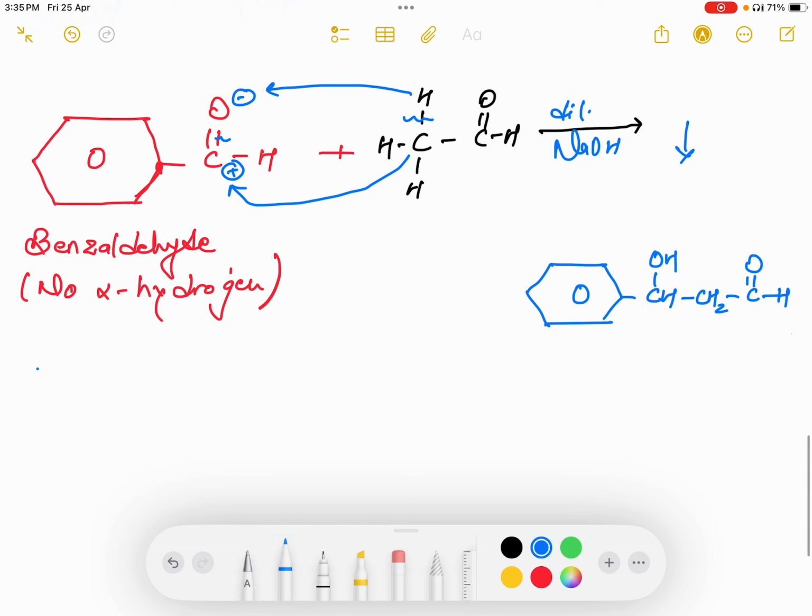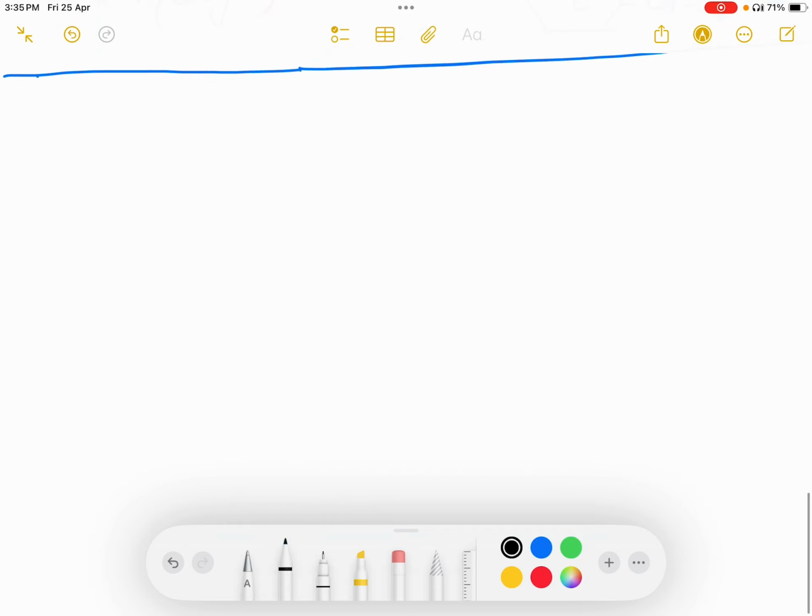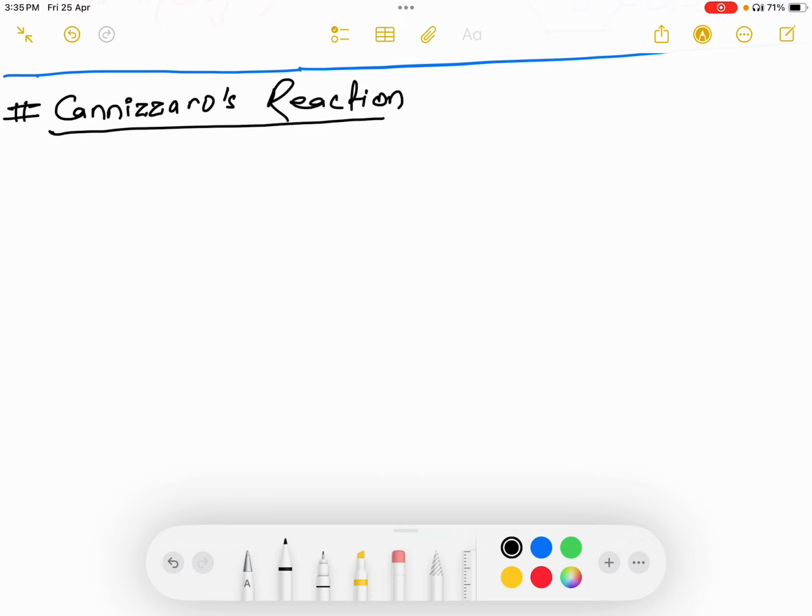So let's move on to the Cannizzaro reaction now. What exactly is the Cannizzaro reaction? So our next heading is Cannizzaro reaction. For the Cannizzaro reaction, again there is a criterion. Like in aldol, the necessary condition was that there should be an aldehyde or ketone, and next there should be alpha hydrogen. But for Cannizzaro's reaction, there should not be any alpha hydrogen.